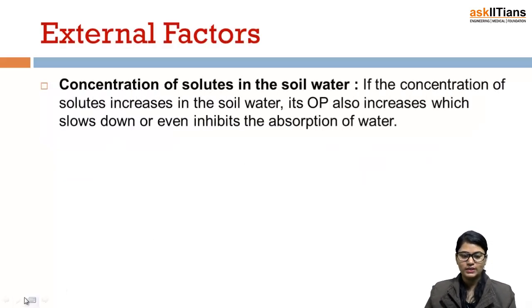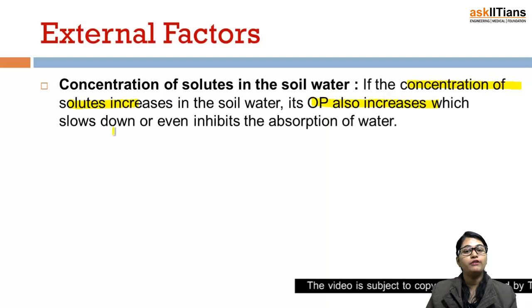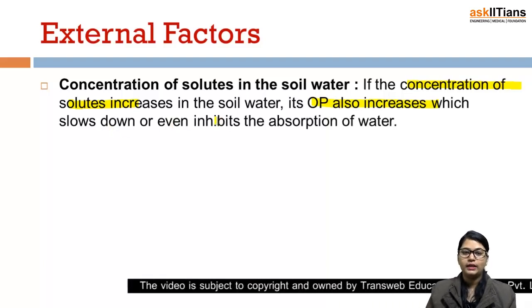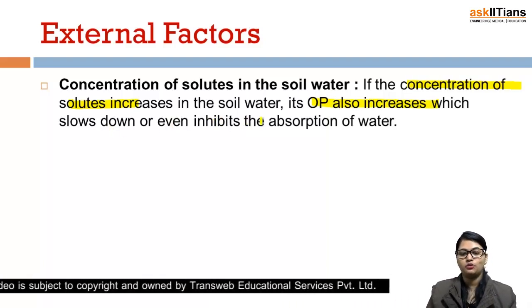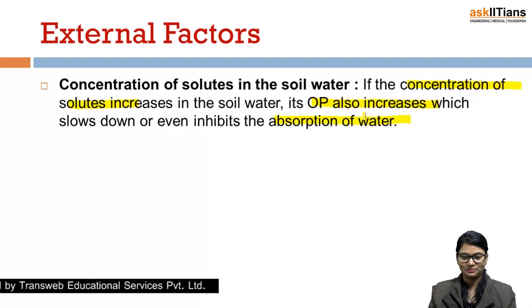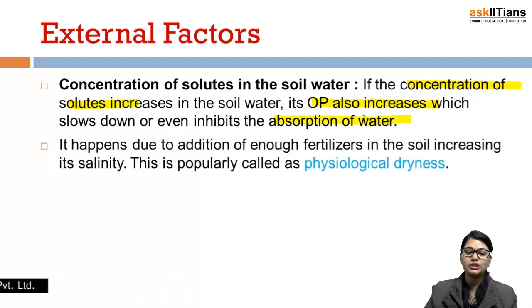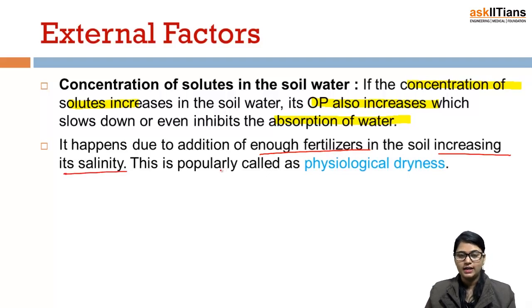Concentration of solutes in soil water. If the concentration of solute increases in soil water, its osmotic pressure also increases, which will inhibit the absorption of water. It happens due to addition of too many fertilizers in the soil, increasing its salinity. That is why fertilizers have to be used in an appropriate proportion. This is known as physiological dryness.